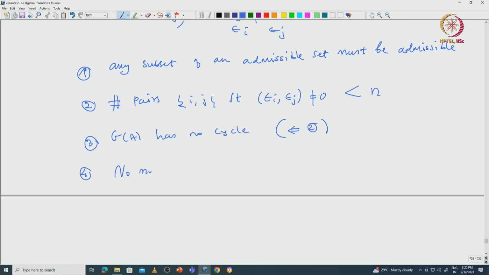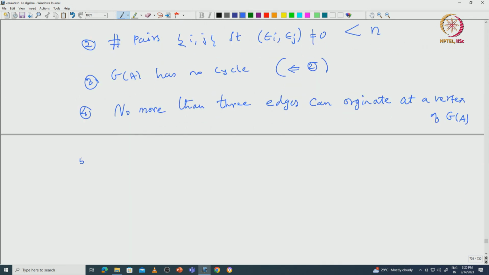So, no more than 3 edges can originate at a vertex of G of A. And using this we saw that if G of A is connected and contains this triple H, then G of A must be this particular graph, the Coxeter graph of G2. These things we have already proved in the last class.